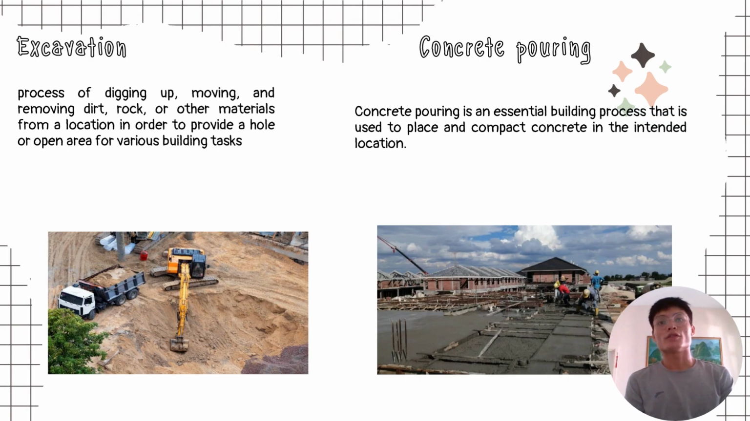Then, first of all, is excavation. Excavation is a process of digging out, moving, and removing dirt, rocks, or other materials from locations in order to provide a hole or open area for various building tasks. The next one is concrete pouring. Concrete pouring is an essential building process that is used to place and compact concrete in the intended locations.